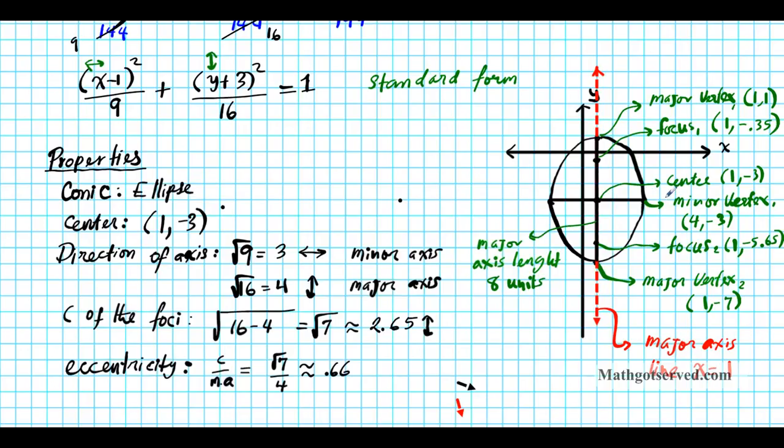Okay. Now let's shift our attention to our other vertex, minor vertex 2. So this is minor vertex 2, and the coordinates are starting from 1, negative 3. We're just going to go 1, 2, 3 here. So the coordinates are negative 2, comma negative 3. So negative 2, negative 3.